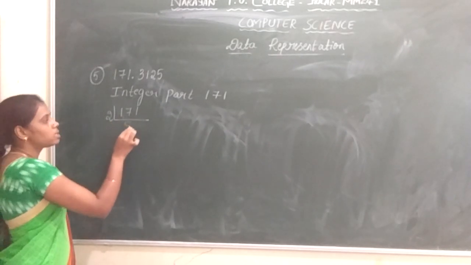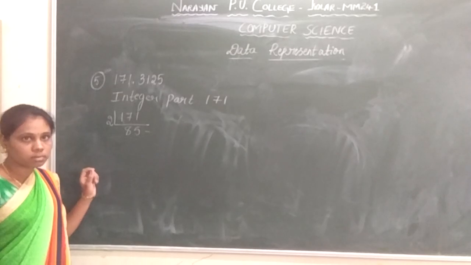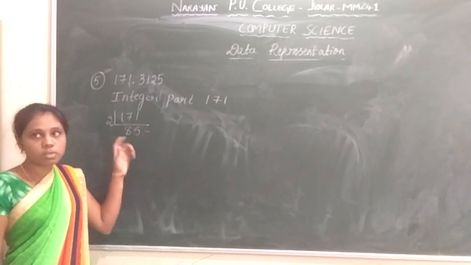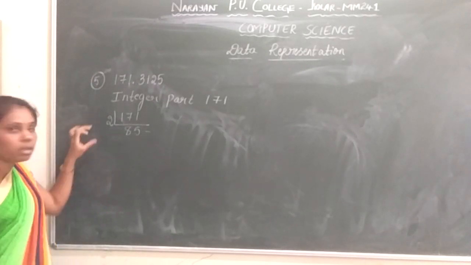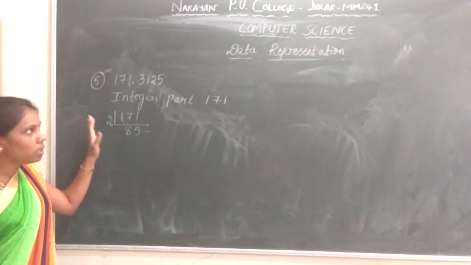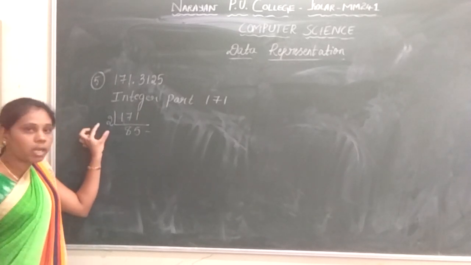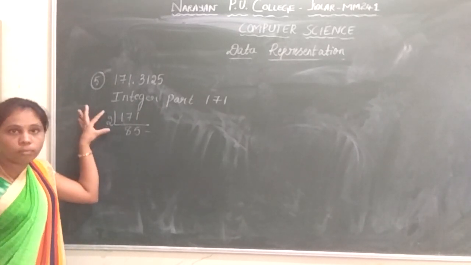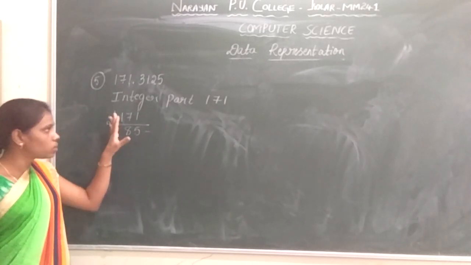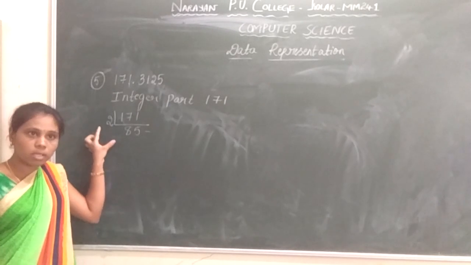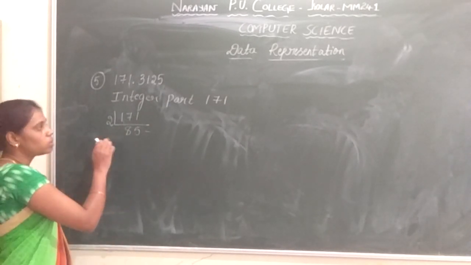So 2 8s are 16. 1 carries, 2 5s are... Students, don't get confused. This is similar to your LCM, but in LCM we will use different numbers for dividing. But in this number system, when we are converting from decimal to binary, we will take 2 as the division factor, and we will divide by 2. So don't get confused. This is similar to LCM only, but here we will divide by 2. So now I will continue this process.